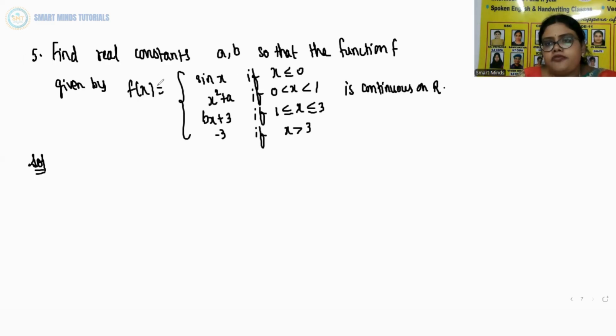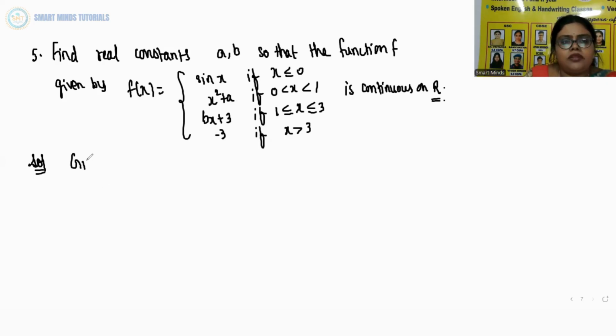So take the next question. Find real constants a and b so that the function is continuous on R. So here 4 different values are given based on the intervals. So like it is sin x if x is less than or equal to 0, x square plus a if x lies between 0 and 1, bx plus 3 if x lies in between 1 and 3, minus 3 if x is greater than 3. But over here, it is not given continuous on 1 or continuous on 3. It is given continuous on R, which means we have to find all the points. Like we have to find that x is equal to 0 and also we have to find that x is equal to 3.